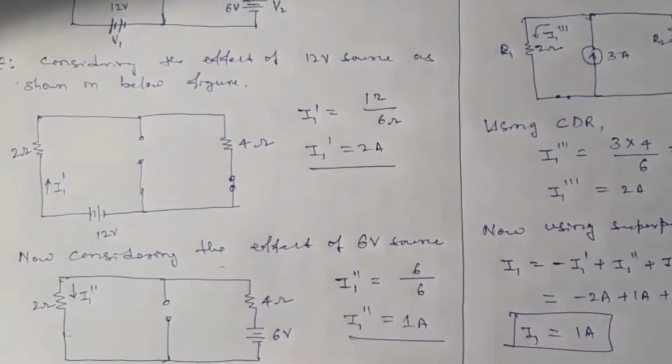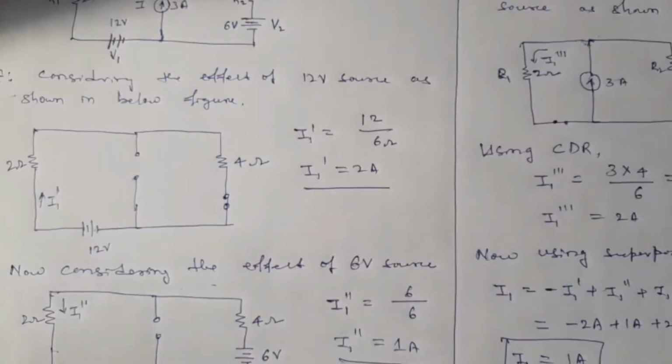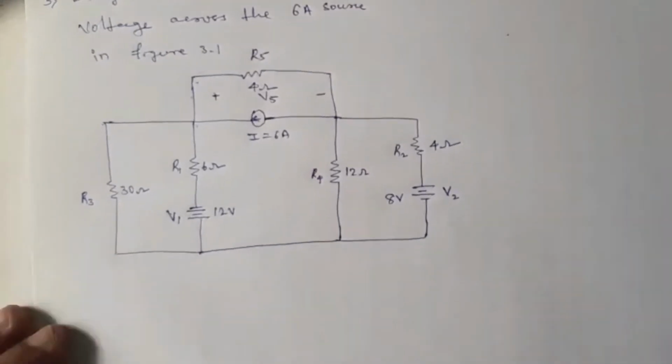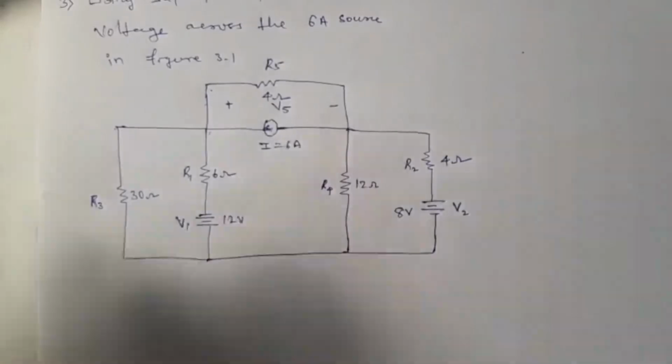Since we found I1 using the superposition principle, I hope this is clear to all of you. So with this, I'll proceed further to the next one. So this is the given network. For this network, using superposition, we should find V5.